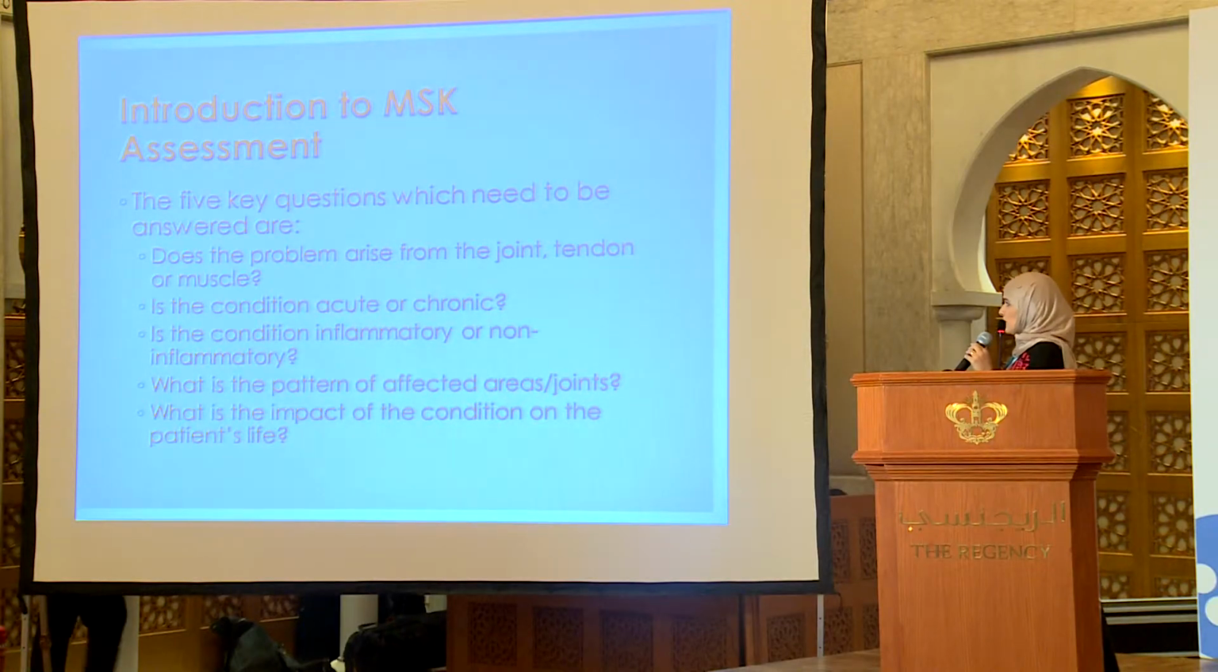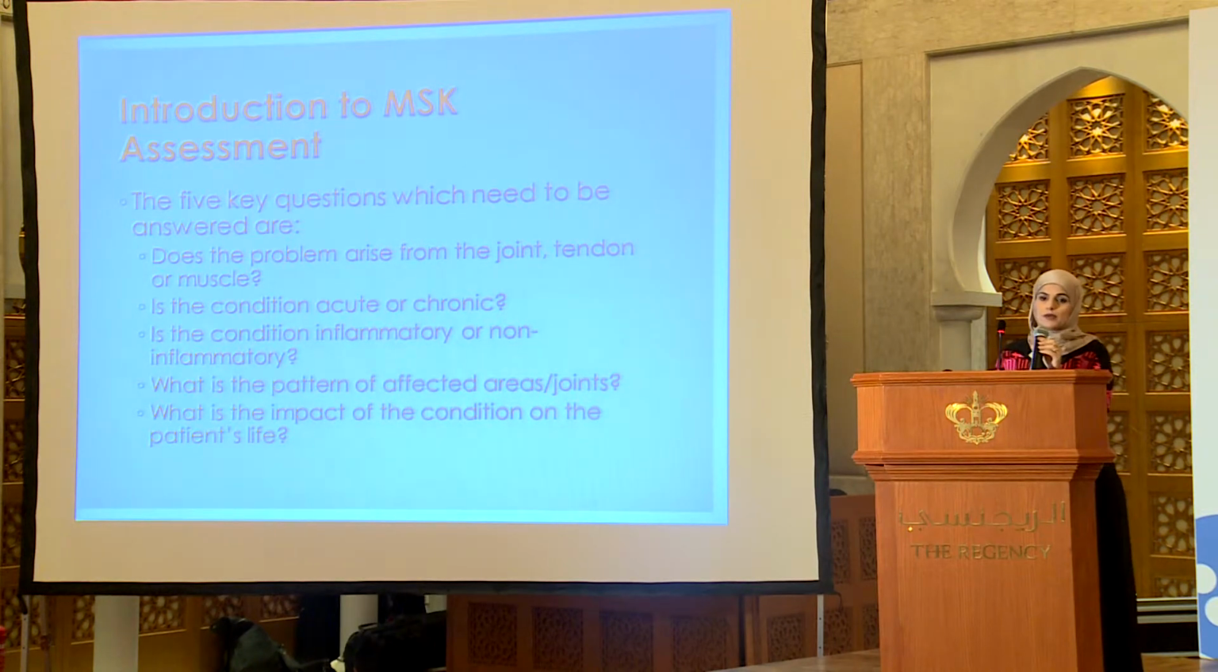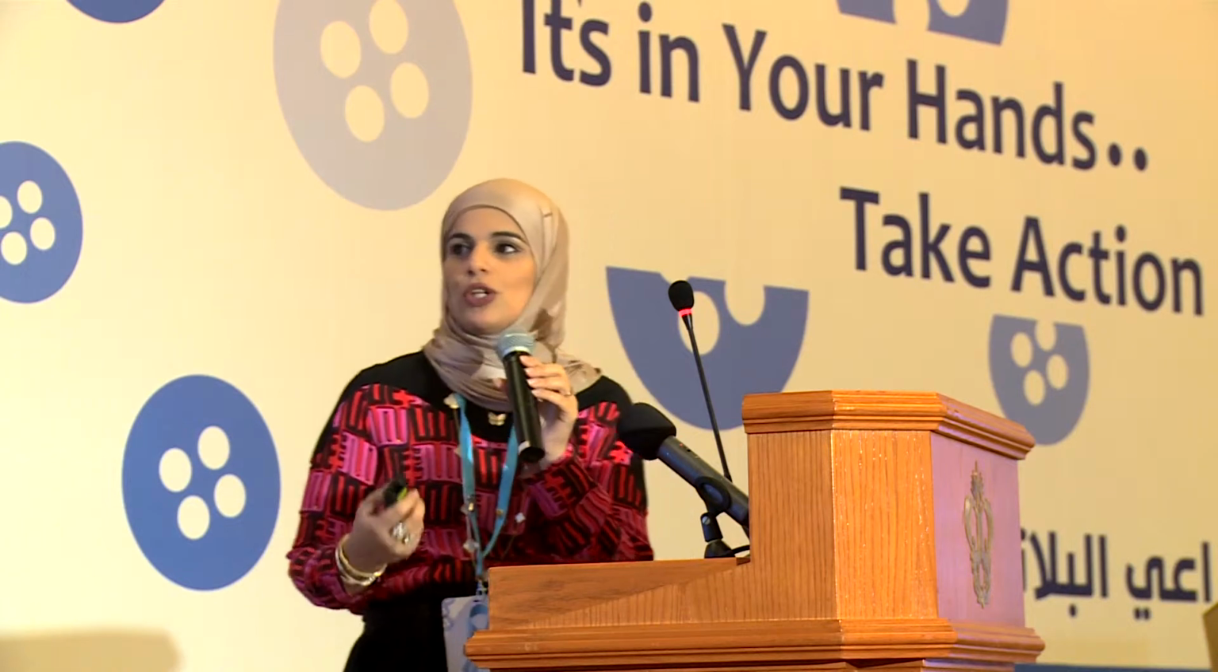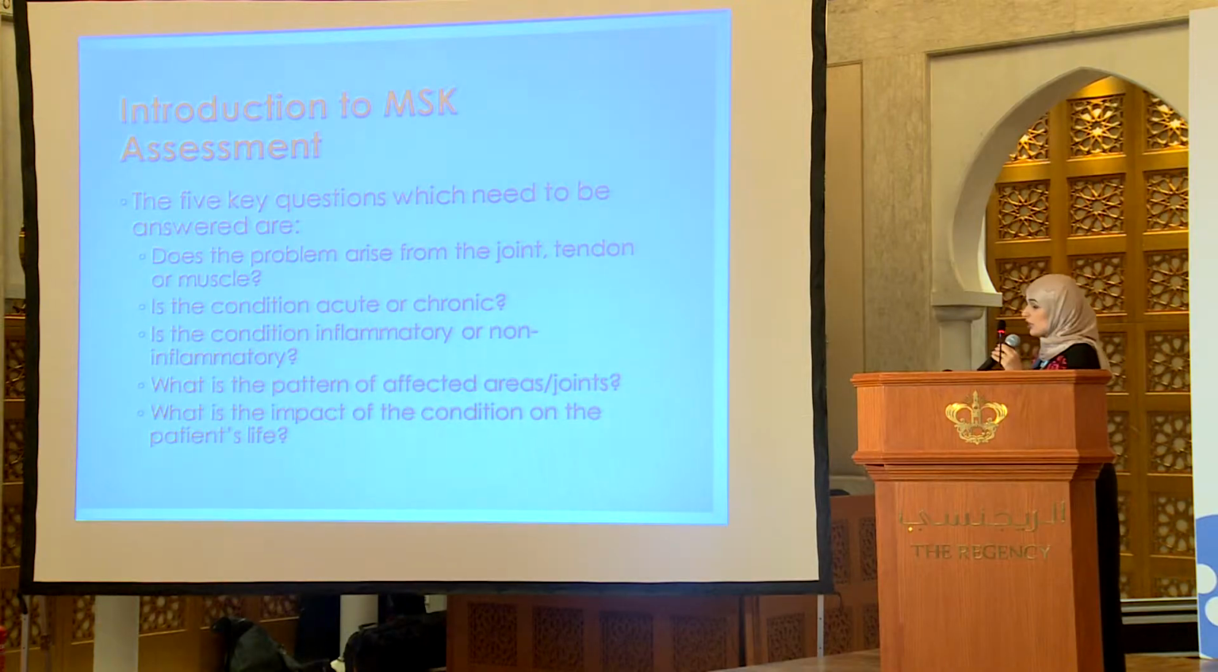There are 5 key questions which need to be answered when you see a patient with an MSK problem. Does the problem arise from the joint, tendon, or muscle? Sometimes a patient will come and say, I have a shoulder problem, I have knee pain, but when you dig into the history, you'll find that the problem is not in the joint itself, maybe from the soft tissue around the joint. Is the condition acute or chronic?